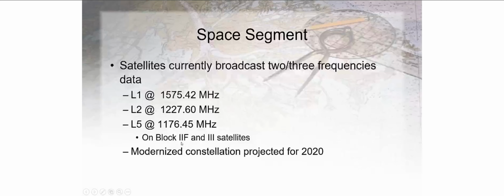These L5s are on both the Block 2Fs and the Block 3s. So it's important to understand that the L1 and the L2 are on all the satellites. The L5 are only on the Block 2Fs and the Block 3s. So we have to wait for that constellation to change over. And it's supposed to be done by 2020. That's the end of the modernization period. At least that's what they projected. It's all dependent on funding, of course, so that may shift.